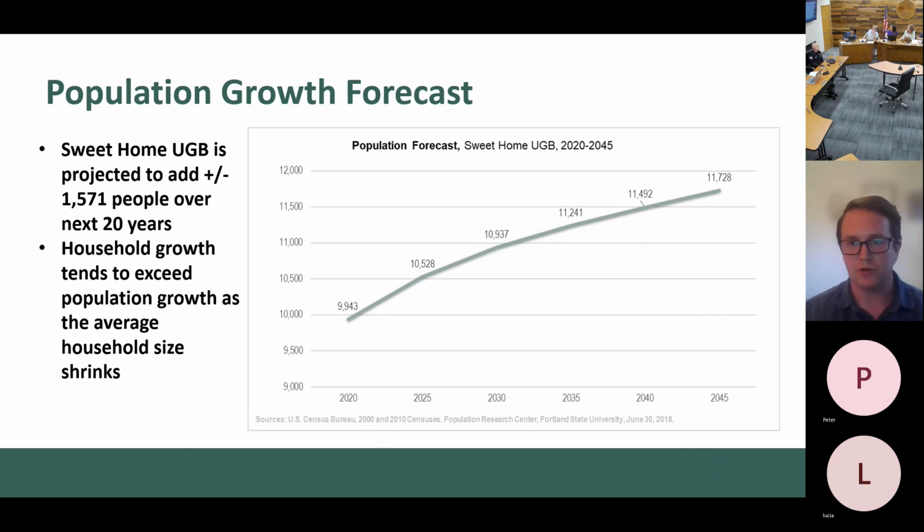So you can see here that we're seeing steady growth in Sweet Home, which I'm sure is no surprise to anyone in the audience. So according to Portland State, between now and 20 years from now, we're looking at about 1,571 new people, net new. So that's total population growth over the next 20 years. And that's the population that we have to plan for in this HNA document.